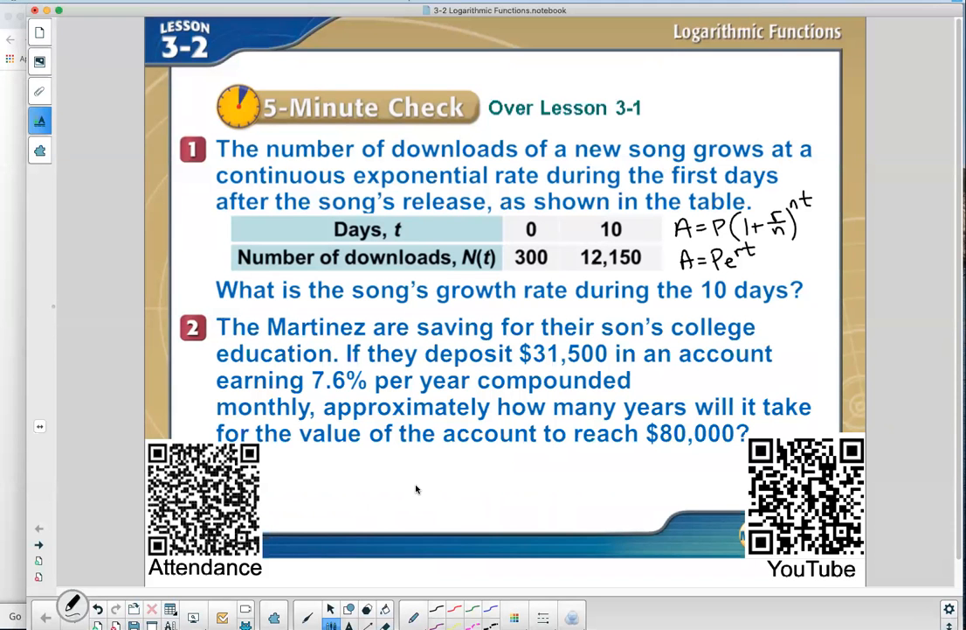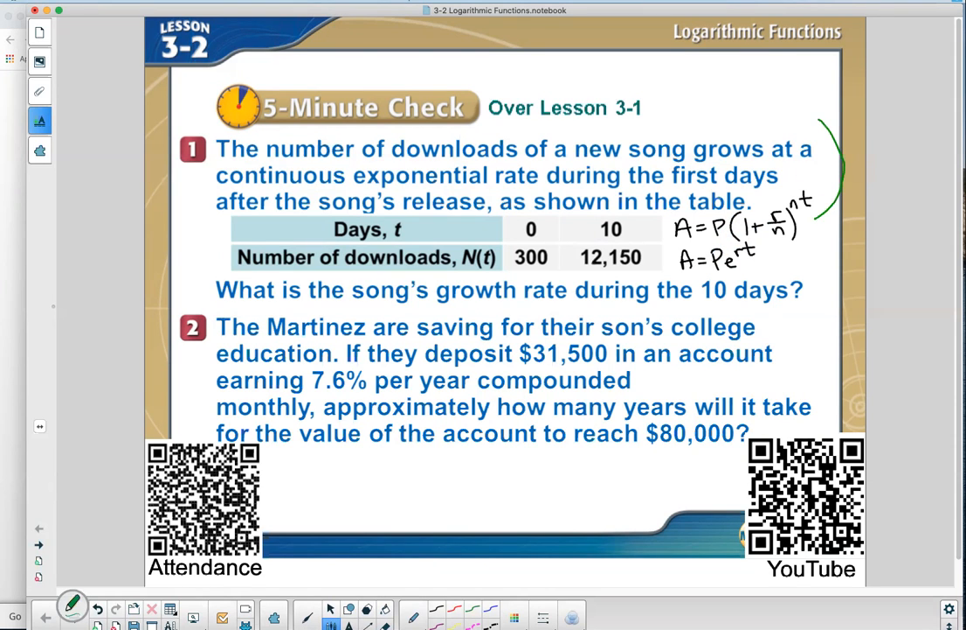It says the number of downloads of a new song grows at a continuous exponential rate during the first days of a song's release, as shown in this table. What is the song's growth rate during the 10 days? Okay, so we have to determine what the rate is. We're looking for the R. As you can see, both these formulas have an R. So which formula are we going to use? It comes down to the terminology.